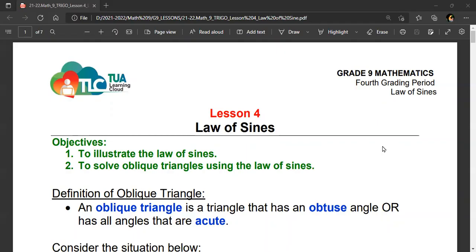I hope this will aid your lesson in Law of Sines and Law of Cosines later on in my second video. Now, the objectives for this lesson on the Law of Sines are to illustrate the law of sines and to solve oblique triangles using the law of sines, or sine law.